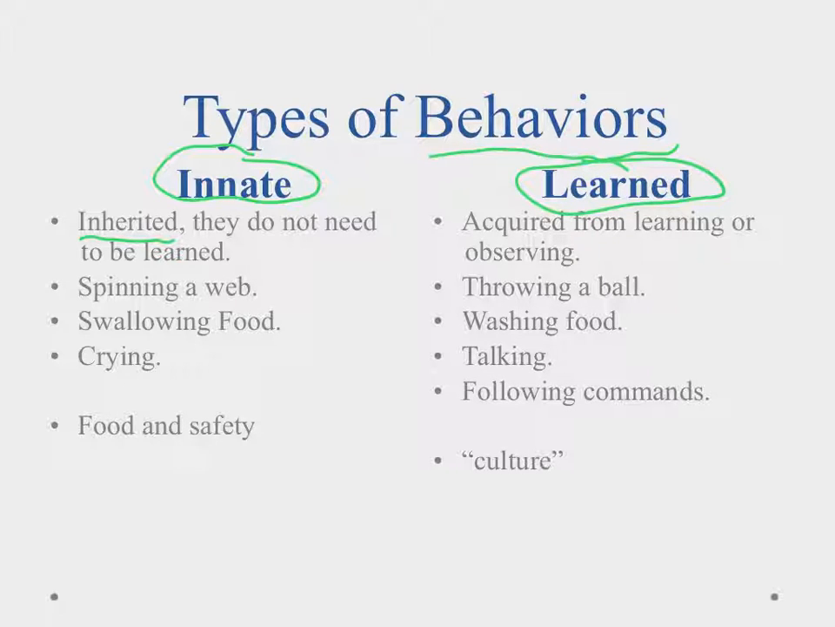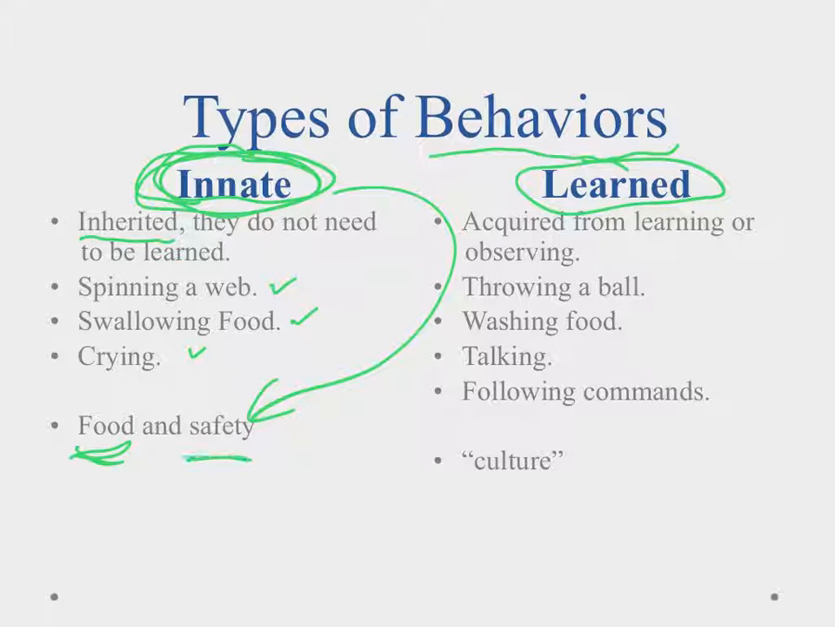Some examples would be like a spinning of a web for a spider, or swallowing your food, or crying when something hurts. And most innate behaviors are going to be related to these two things. They're going to be related to getting food and to keeping safe. So you're born with some behaviors that will get you food, or get that food inside of you, or get that food working, or something of that nature, and then to keep you safe as well.